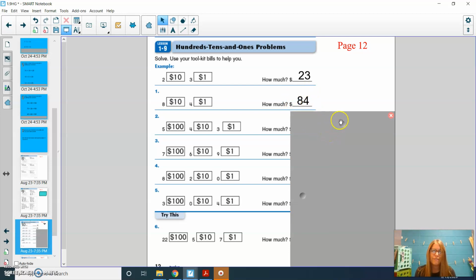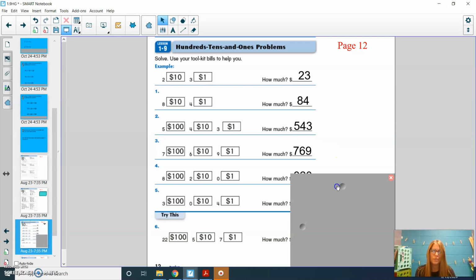For number 2, if I had 5 $100 bills, I know that's going to give me $500. If I have 4 $10 bills, that's going to get me to 40. And then 3 $1 bills would get me to $543. 7 $100 bills would get me to 700. 6 $10 bills would get me to 60. 9 $1 bills would get me to 9. So I have $769.